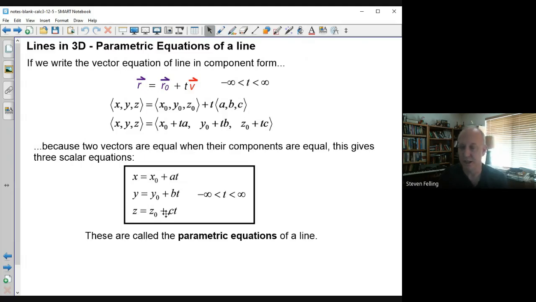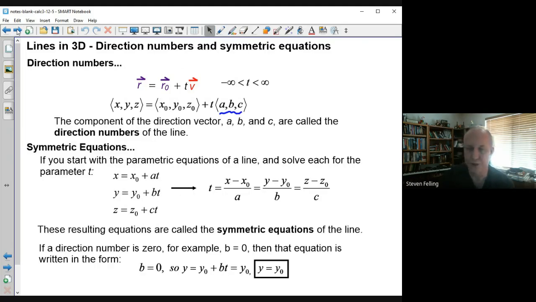And if you want to cover the entire span of the line, you have to allow the parameter t to vary from -infinity to infinity. When you write a line this way, where you separate out the x, y, and z, it's called giving the parametric equations for the line. And when you write it as the vector r equals the vector r0 plus t times the vector v, it's said to be the vector form of the equation of the line.